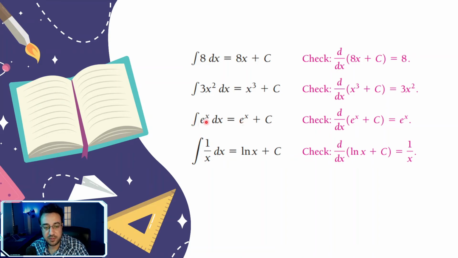Here, the integration of e of x dx would give you e of x plus c. To check, differentiate that. If it gives you the function f of x, then that means your integration is right. The integration of 1 over x dx equals the ln of x plus c. Again, if you want to check, differentiate the ln of x plus c. It should give you 1 over x. Otherwise, that means your integration is not right.